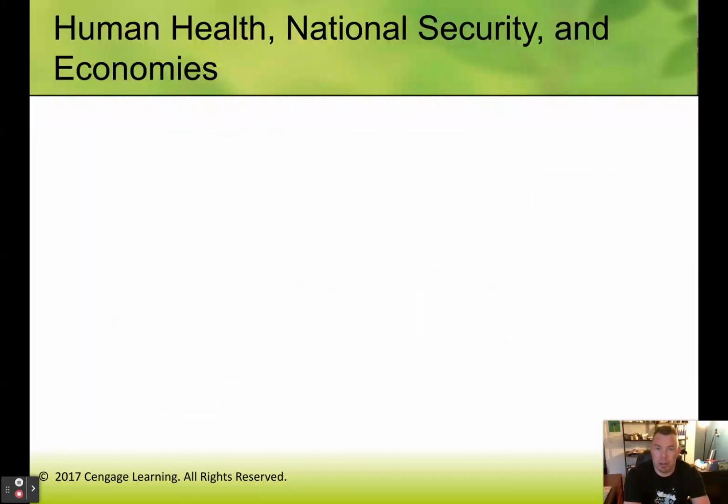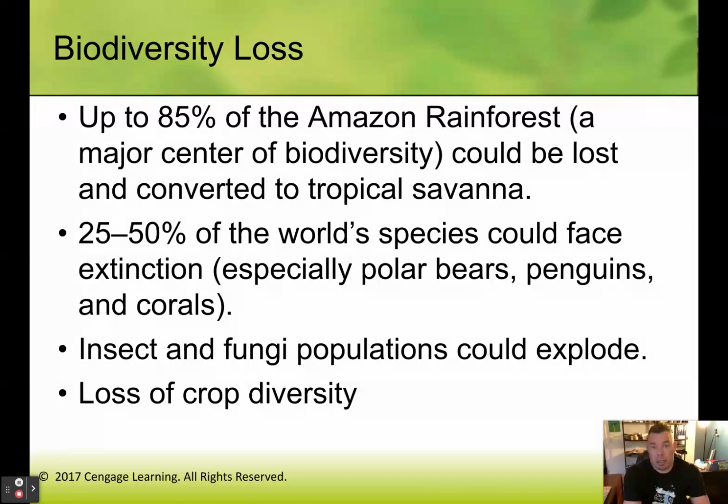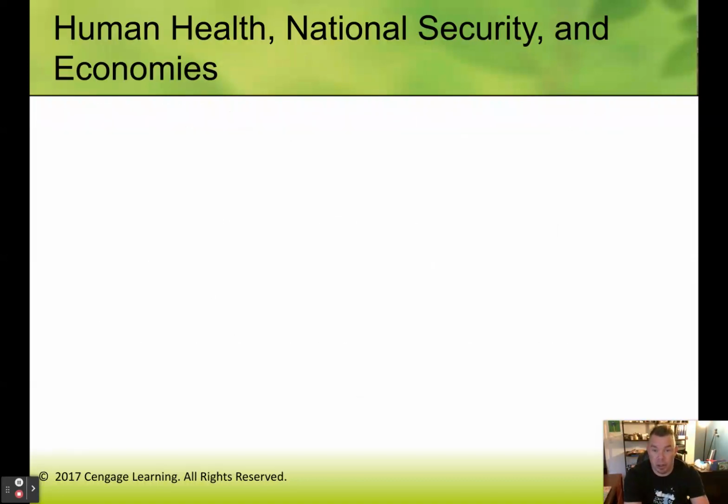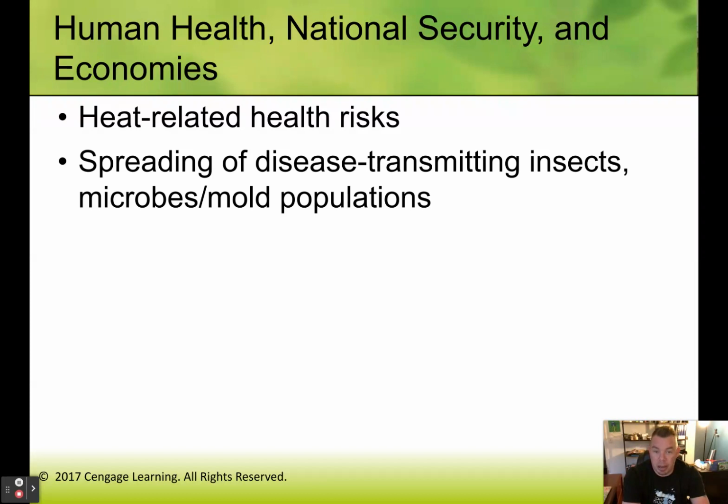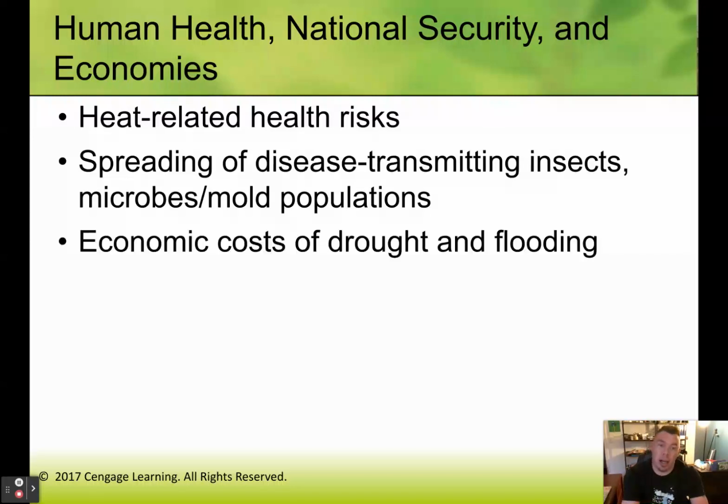Okay, crop diversity loss is going to happen as well. Okay, we're basically going to start losing the different things that we have. Again, going back to if we're reliant on only a few different crops, if we lose two or three of them, that's 30, 40, 50% of our diet starting to go away. All right. Health related stuff, that obviously is going to be a problem because, like I said, insects carry diseases. Okay. Spreading of disease transmitting insects, like I was saying, economic costs of droughts and flooding. So, if all of a sudden Washington's in a drought, we need water. The government's going to need to pay for the bottled water to be shipped from somewhere else.